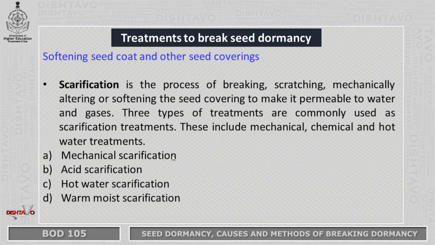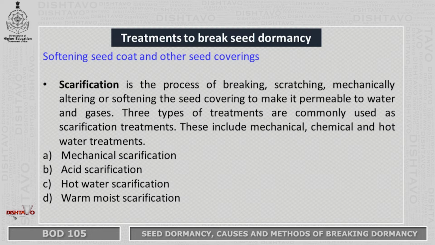In mechanical scarification, it is a very simple and effective means if suitable equipment is available. Chipping the hard seed coat by rubbing with sandpaper, cutting with a file, or cracking with a hammer are simple methods that can be used for a small amount of relatively large seeds. However, for large scale breaking of dormancy, mechanical scarifiers are used.